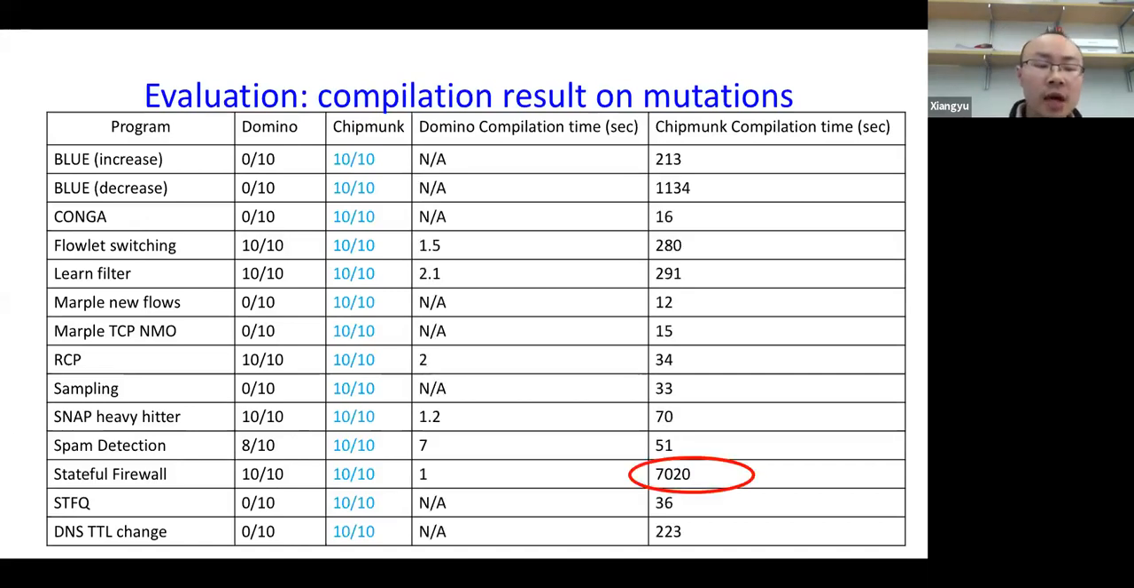If we look at the compilation time of Domino and Chipmunk, this is the main drawback of Chipmunk, or we can say it is the Achilles heel of Chipmunk. Domino's compilation times are on the order of several seconds on most mutations, but Chipmunk takes several minutes. The worst case is around 2 hours for some of the mutations. So we are currently working on some algorithms to reduce Chipmunk's compilation time.